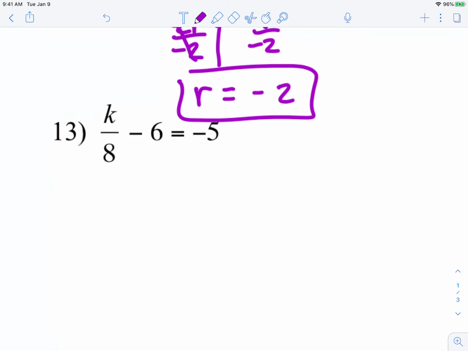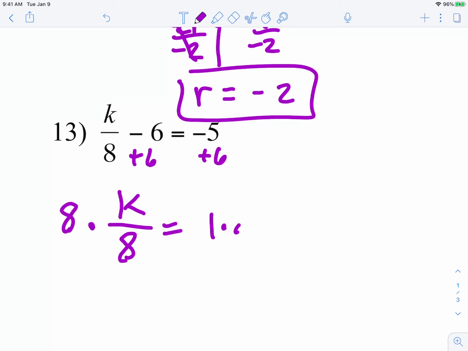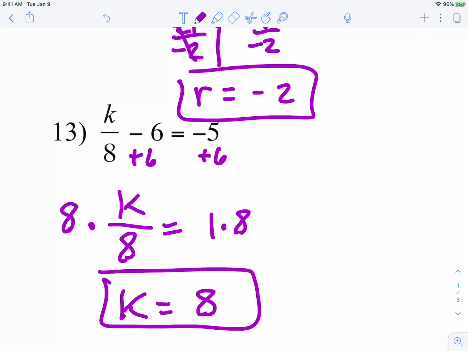Okay. Alright, next one here, we got the minus 6. We'll add 6 to both sides to cancel that out. So that's k divided by 8. Actually happens to equal 1. And then we're going to multiply both sides here by 8. And that'll get you k equals 8 actually. That works out.